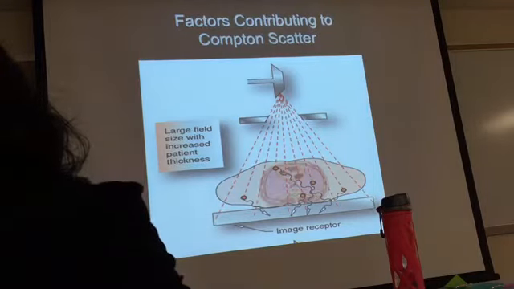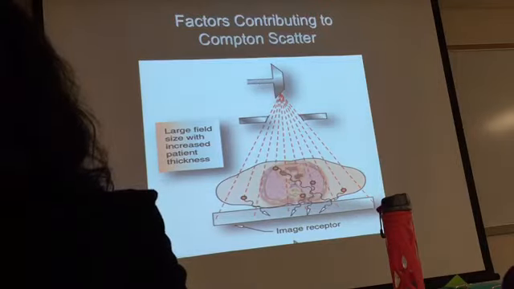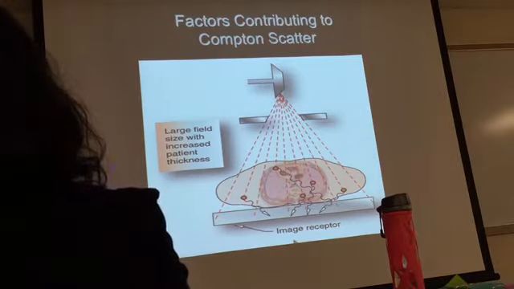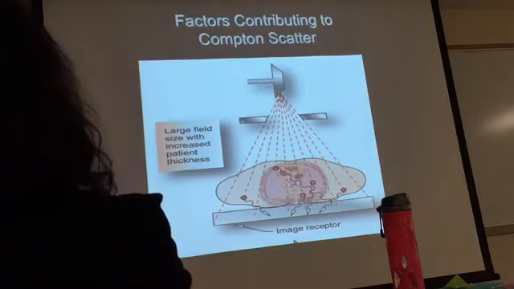Large field size in this case, take a look. So X-rays are going through. Some of the X-rays are going right through it. Some of the X-rays go through photoelectric interaction. Some of them go through Compton interaction, right? And Compton interaction is the problem.